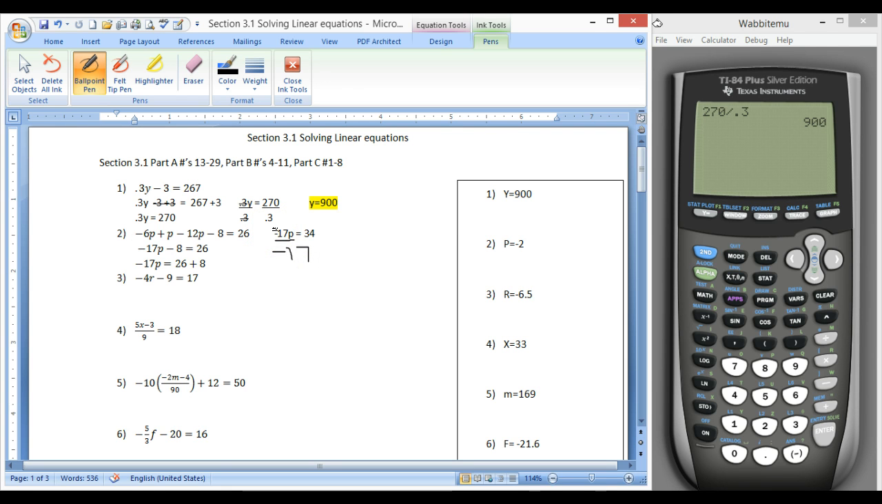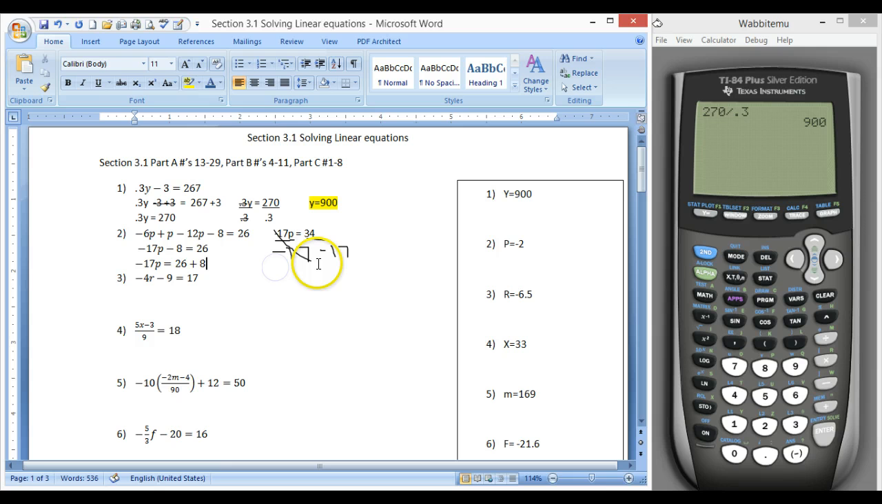Negative 17 divided by negative 17 cancels out, which is good. That's what we wanted it to do. Remember, we're doing the opposite. And I need to divide this one by a negative 17 as well. And that leaves me with a p on this side, and 34 divided by negative 17. So that gives me p equals 34 divided by negative 17. A positive divided by a negative is a negative. 34 divided by 17 is 2. So there we go. P equals negative 2.